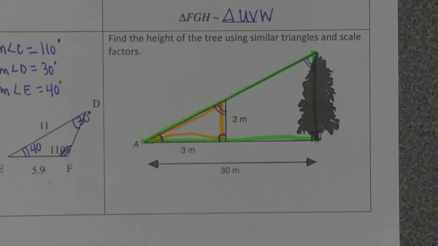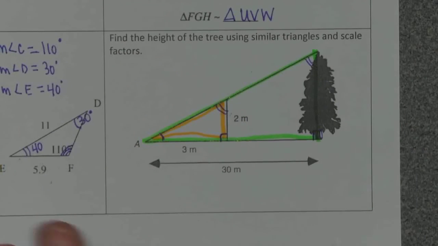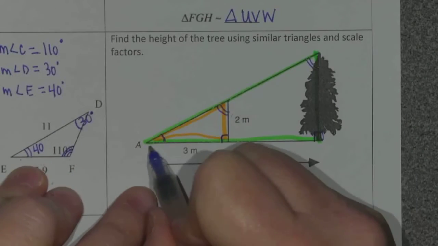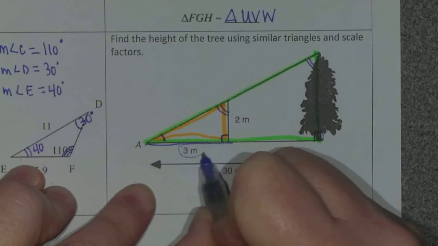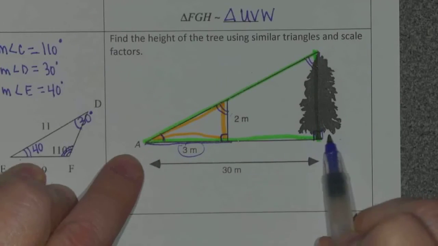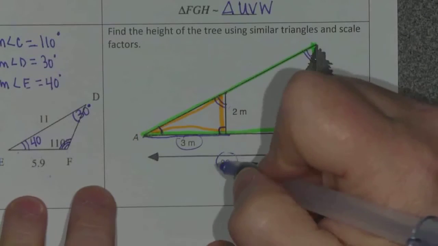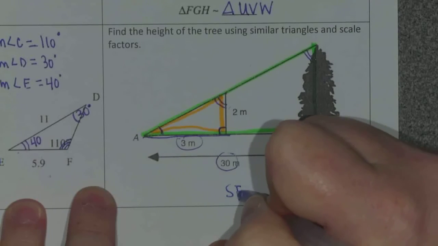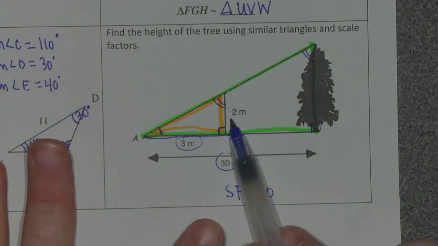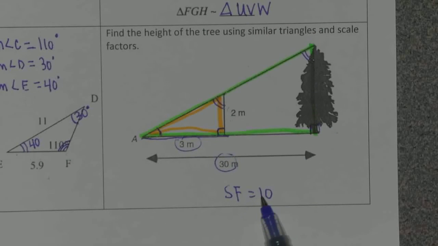Okay? So then what I'm going to see is if I can find a scale factor to be able to help me get from the length of this side to the length of that side. So how did I get from this little side right here that measures 3 to the same side of the big triangle that measures 30? What did I multiply 3 by to get to 30? 10. So if I multiplied by 10, my scale factor is 10. And what would I have to multiply 2 by to get to the height of the tree? I would have to multiply it by 10.